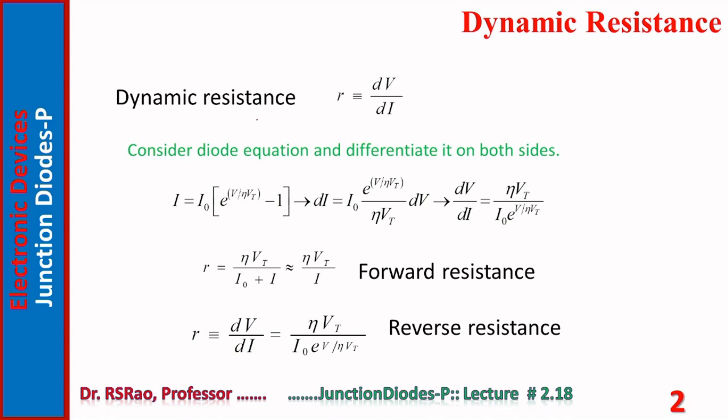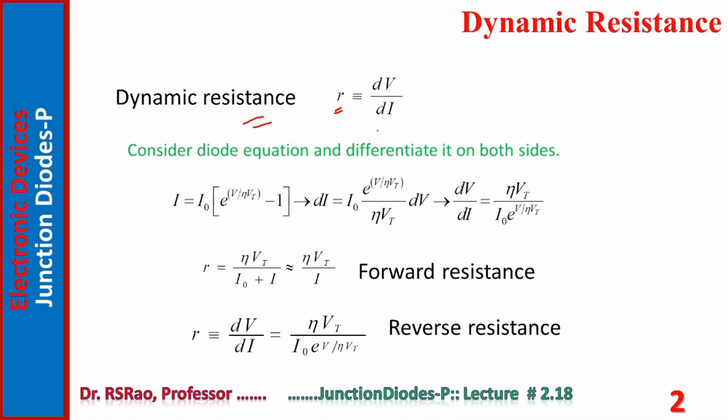By definition, dynamic resistance is dV by dI. It is usually indicated by small r. V stands for voltage across the diode, I stands for current through the diode. It is mentioned here that the V to I ratio is called static resistance. dV by dI is dynamic resistance.